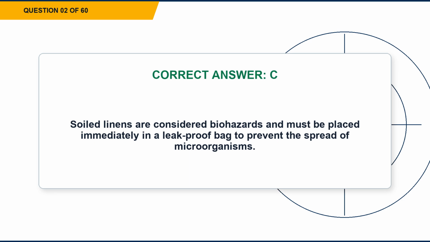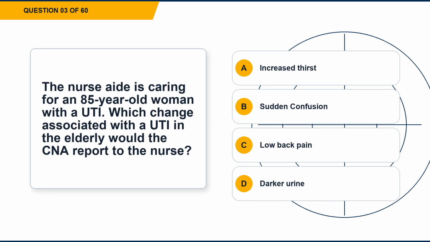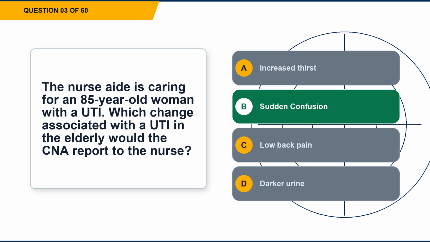microorganisms. Question 3. The nurse aide is caring for an 85-year-old woman with a UTI. Which change associated with a UTI in the elderly would the CNA report to the nurse? Option A. Increased thirst. Option B. Sudden confusion. Option C. Low back pain. Option D. Darker urine. The correct answer is option B.